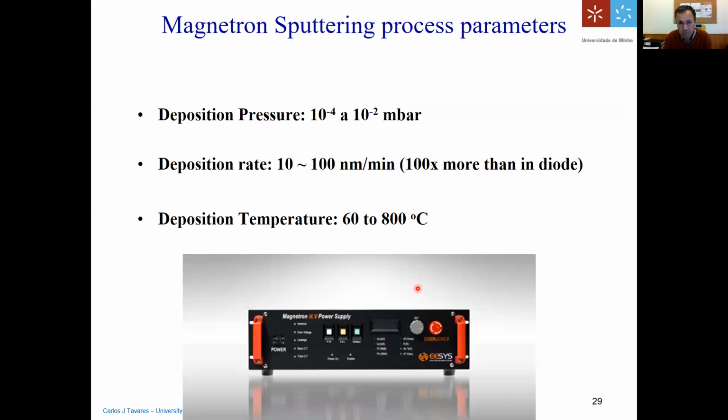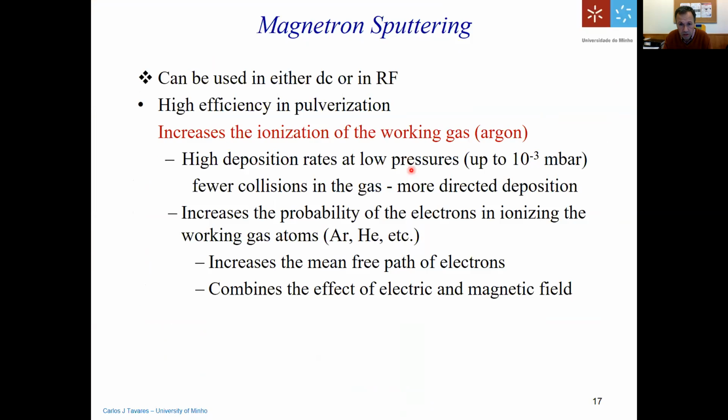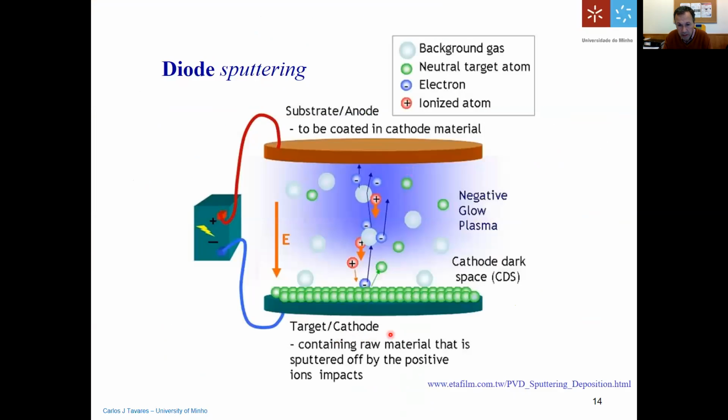Some process parameters. Like I told you, normally the process pressure is between 10 to the minus 3 and 10 to the minus 2. In some cases we can go below 10 to the minus 3, but 10 to the minus 4 would be really very difficult to sustain a plasma; it depends on the working gas that you use. The deposition rate can be between 10 and 100 nanometers per minute, which is 100 times higher than in diode. So if you place magnets below the target, you can increase the deposition rate by a factor of 100.